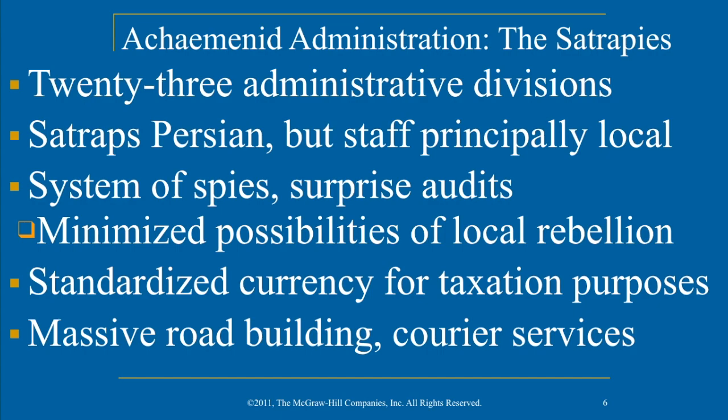They also set up massive road building. They set up what's known as the Royal Road. This was paved in some sections, and what was nice about it was you could send couriers along it. It allowed for trade to be conducted very easily. You could patrol a road.